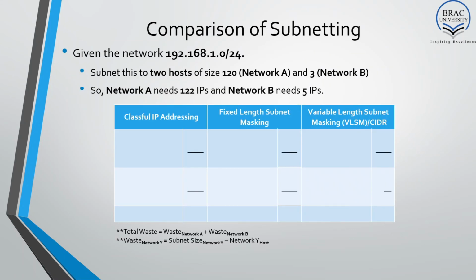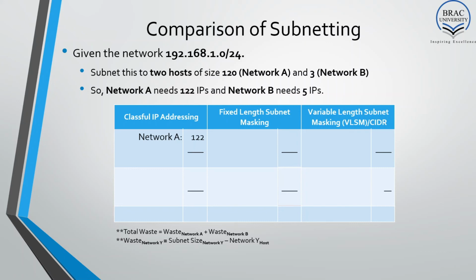Now for comparison, I'll just show something here. So I have these two networks. Network A is of 120 hosts and network B is of 3 hosts. So naturally they would need 2 extra IPs each, so 122 IPs and 5 IPs. All right, so first the classful IP addressing. So I have a network of 122.